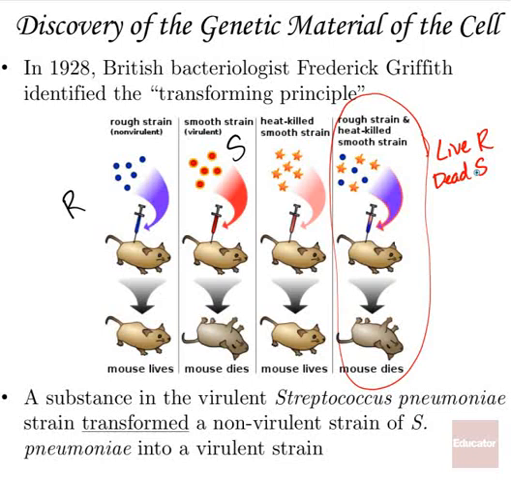So he's saying, oh, hey, this has got to be the genetic material of the cell, this transforming principle, right? That somehow was able to transform R and S. But what was that? We don't know.